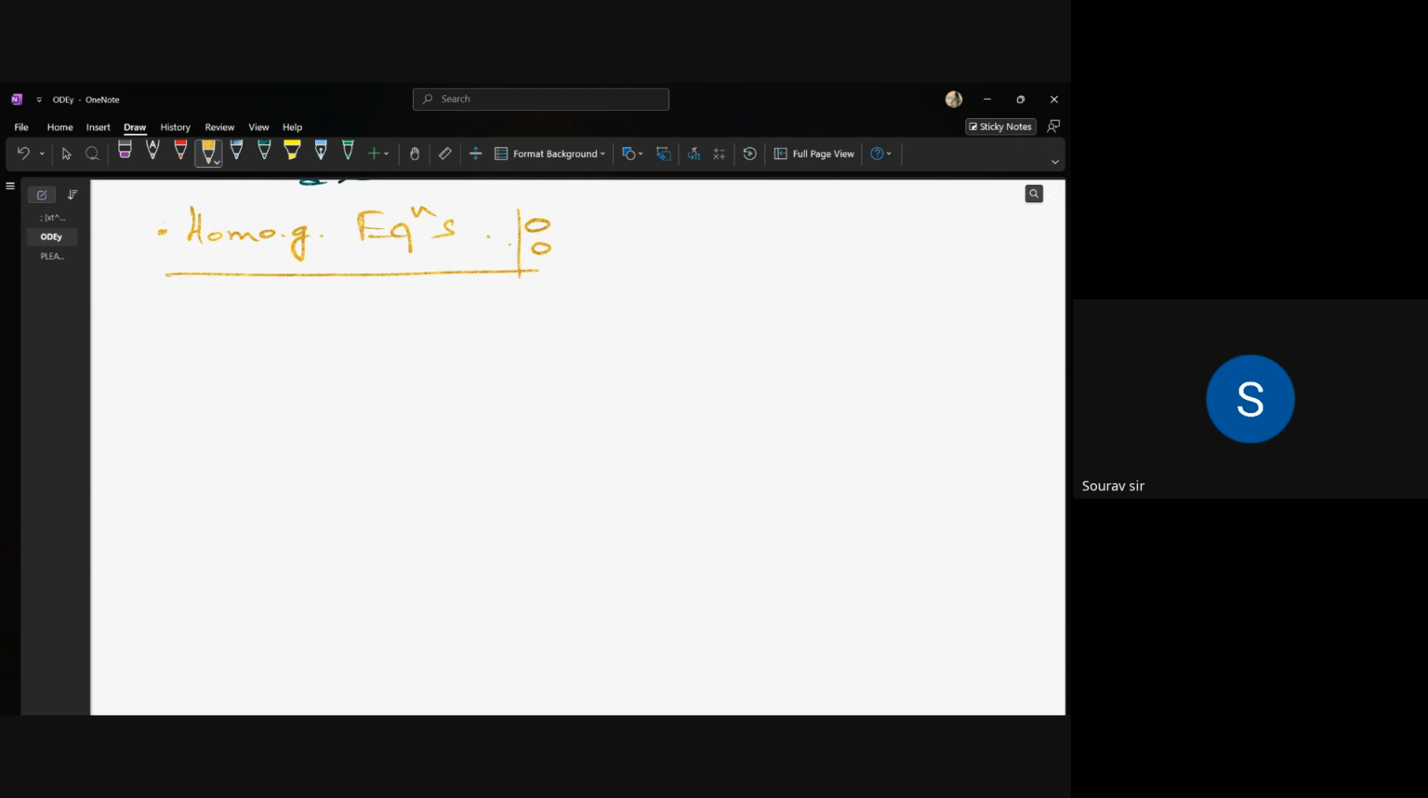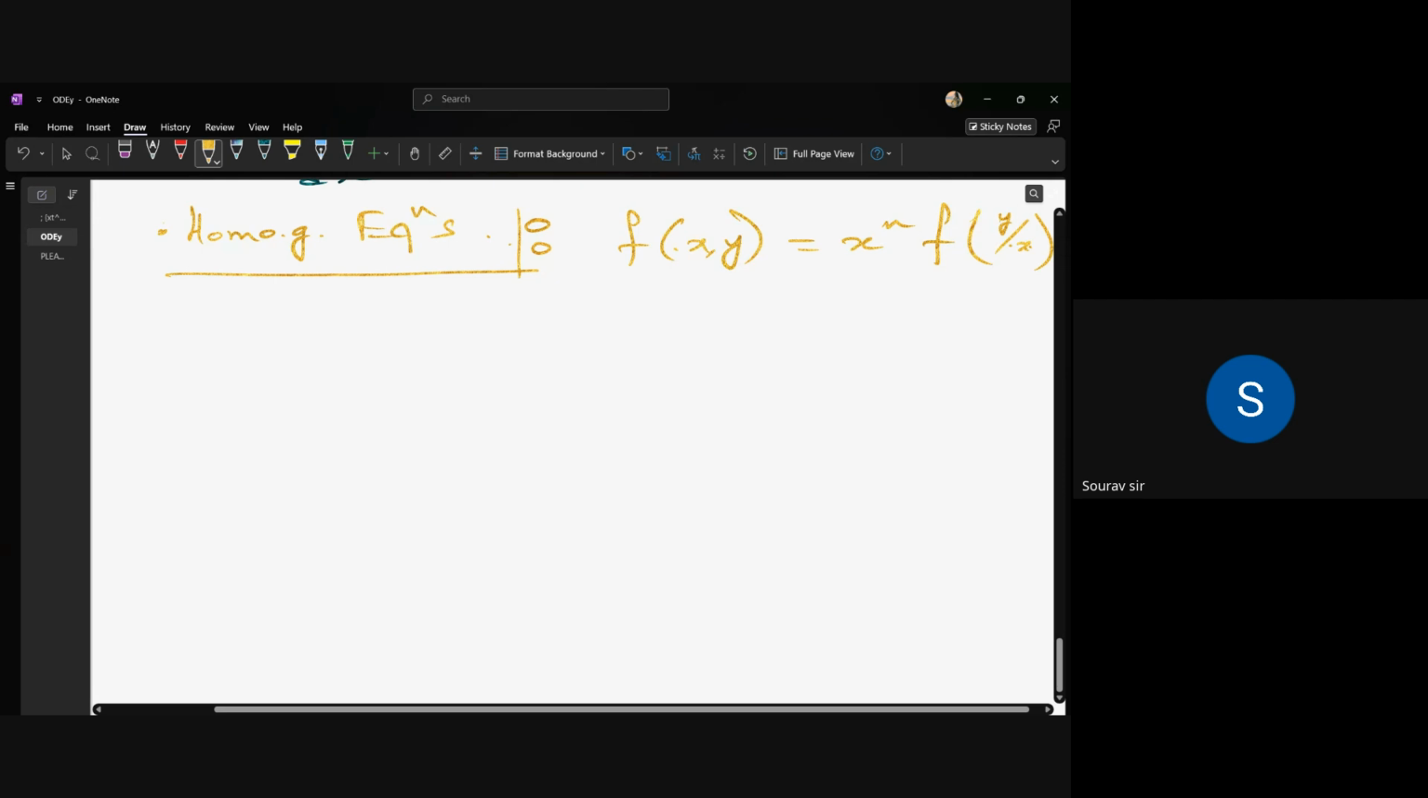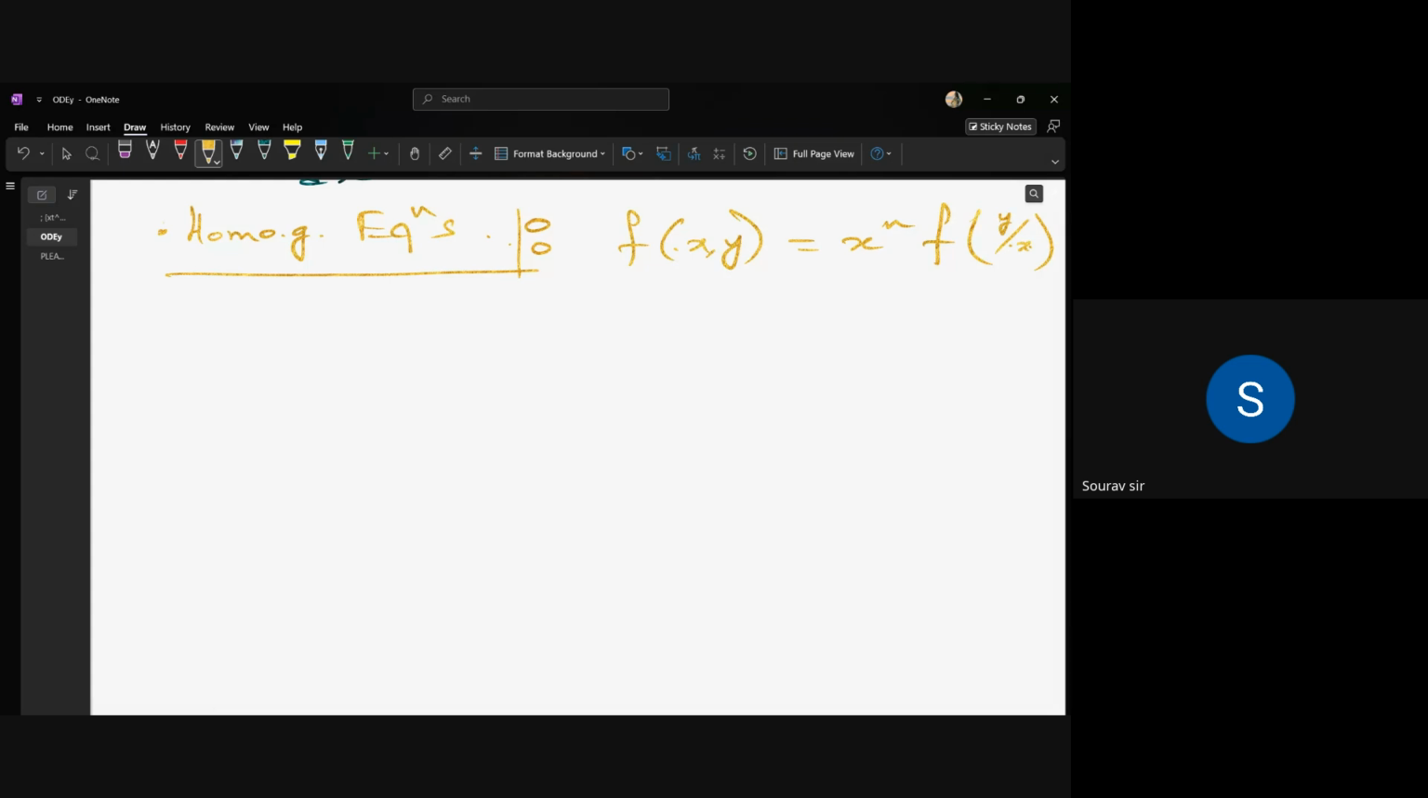So here we have to define homogeneous function. A function f(x, y) is said to be homogeneous of nth degree in x and y if it can be written in the form x to the power n times f of y by x. So if we can put it in this form, then we can say that kind of function is a homogeneous function. Let us give an example of it.